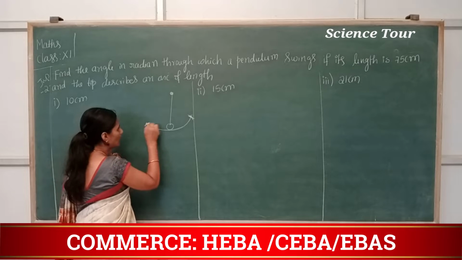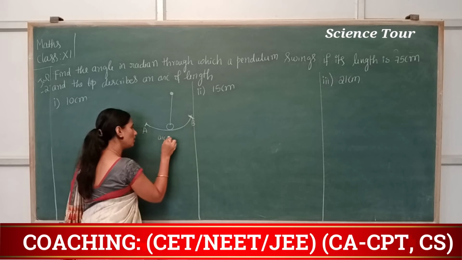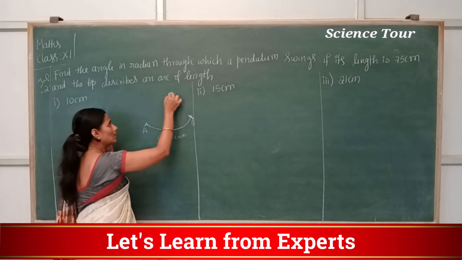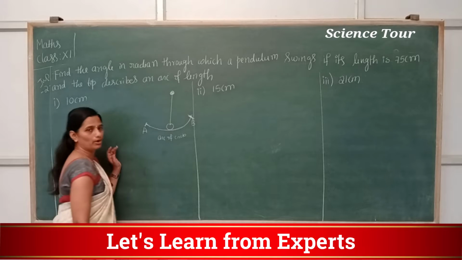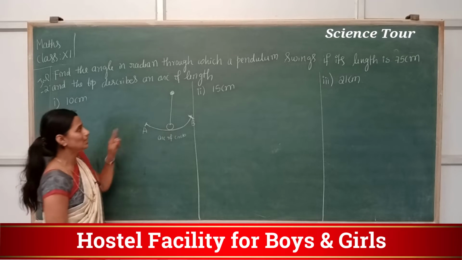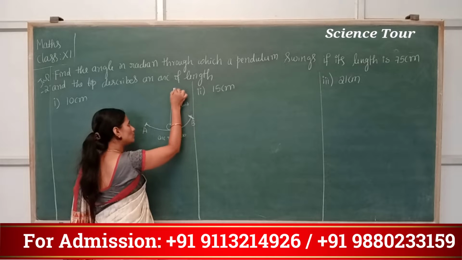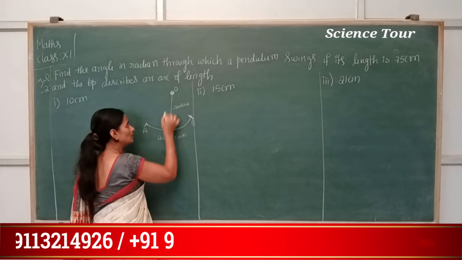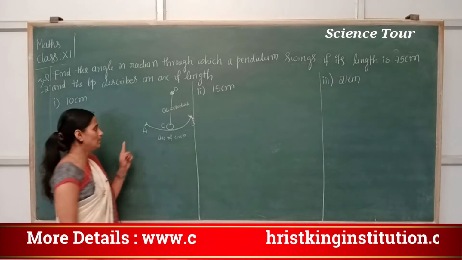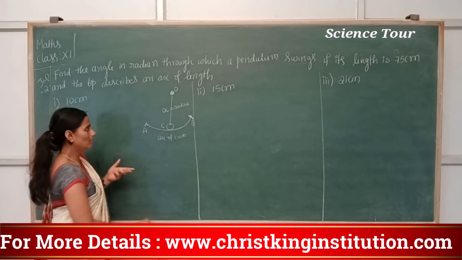This is an arc of a circle. So AB is what? AB is an arc of a circle and this is your fixed point. From the fixed point to the point on a circle is always called what? Radius. So mark this OC, so OC is what? Radius. OC is radius. AB is what? The length of arc.